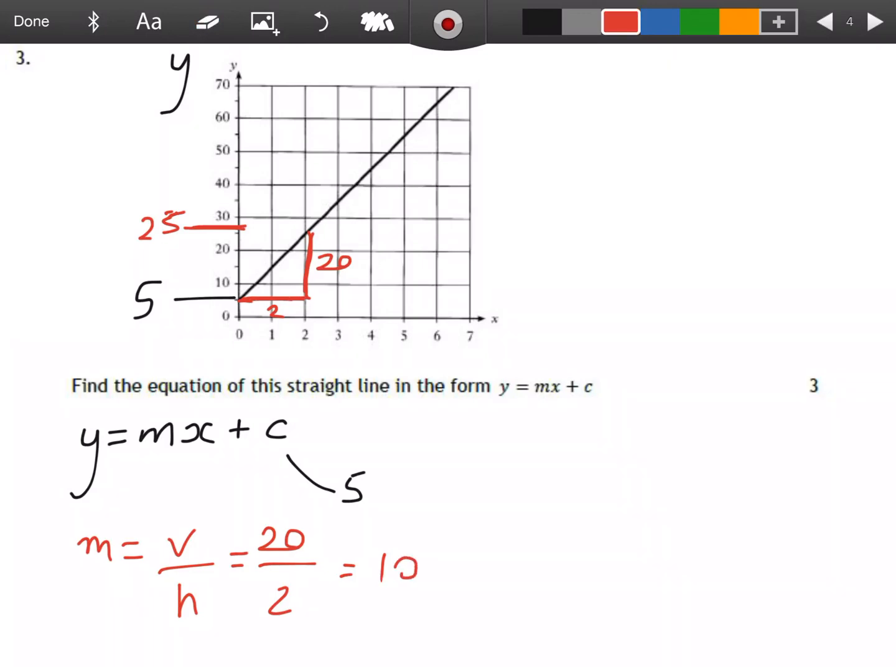That was a 10, wasn't it? The equation of the line, y equals mx plus 3, y equals 10x plus 5. Okay?